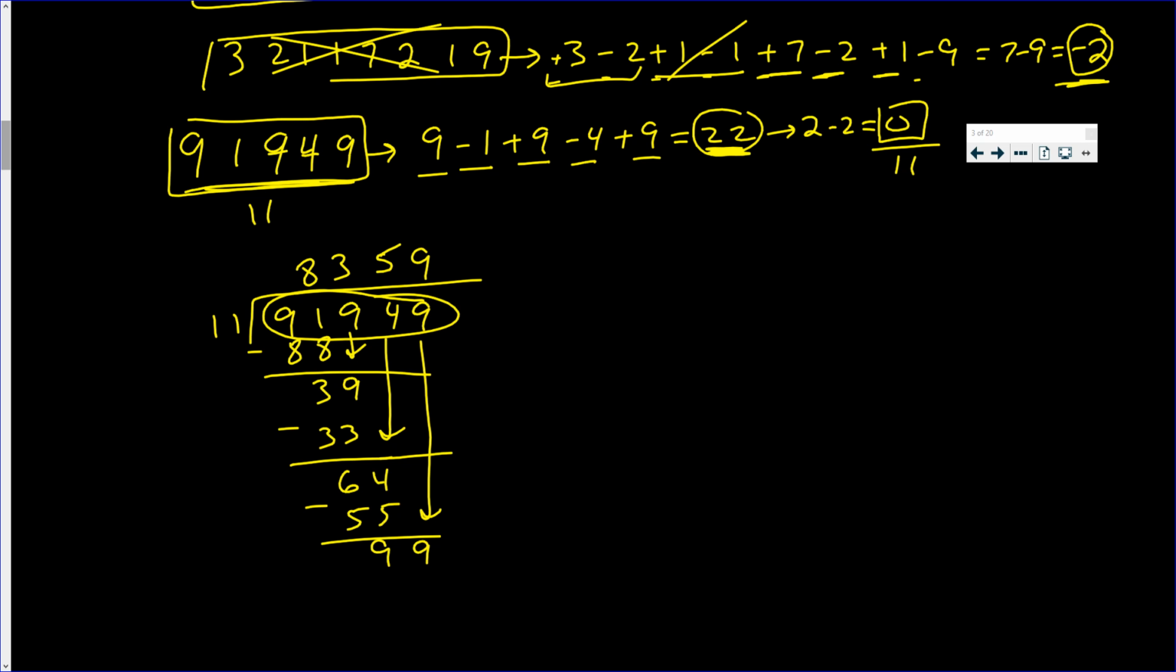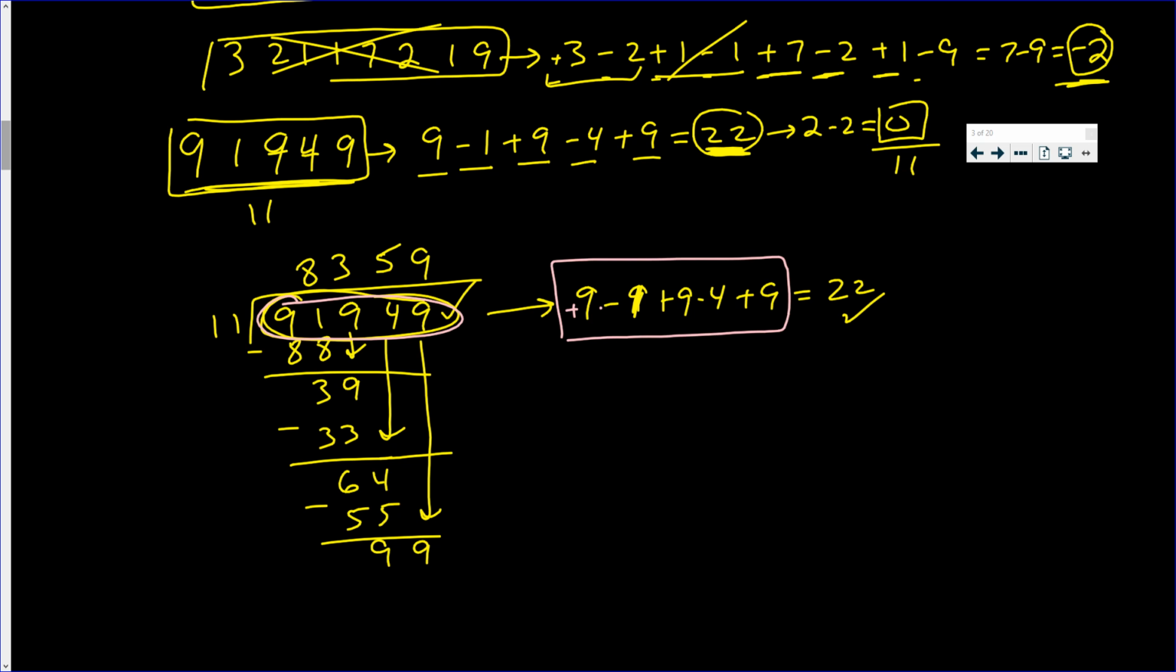You can do the division, but if your question is is it divisible by 11, all you do is this. And you get 22, and you go yes. So you go yes to this number. This number is divisible by 11 because when I alternated the signs, the result is a multiple of 22.